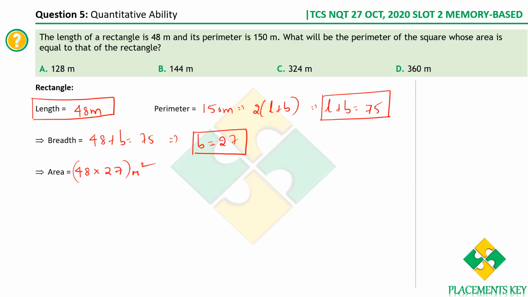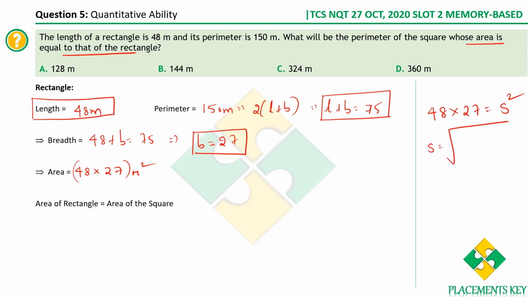We are told that the area of the square is equal to the area of the rectangle. So let's equate that. Area of rectangle is equal to area of square. The area of the rectangle is 48 into 27. So this is also equal to the area of the square, which is s square. Now we are supposed to find the side of the square, which is the square root of 48 into 27. Now how can we split this?